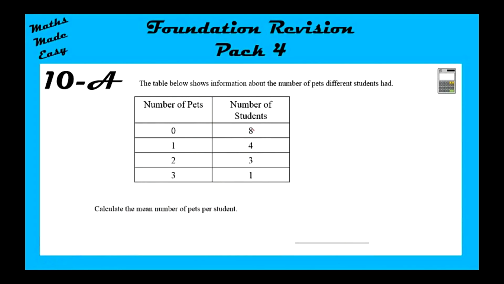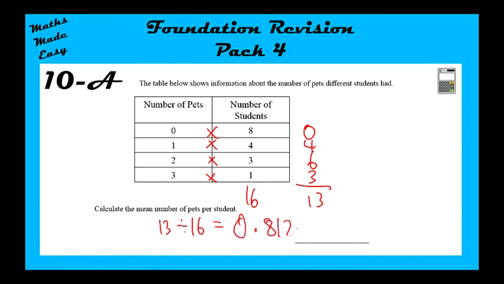On to the final question then. So 10a, we need to calculate the mean number of pets per student. So the first thing we would do was multiply the number of pets by the number of students to try and work out the total number of pets. 0 times 8 is 0, 1 times 4 is 4, 2 times 3 is 6, 3 times 1 is 3. So if we add these up, we get that there are 13 pets, and the number of students, well, we've got 8, add 4, that's 12, add 3, that's 15, and then 16. So what we need to do is 13 pets divided by the 16 students, and that gives us 0.8125.